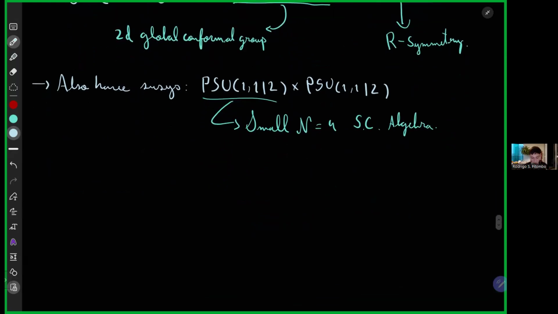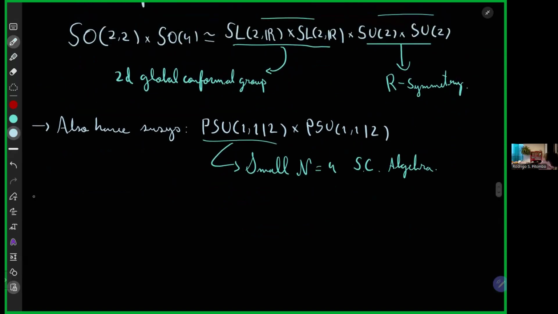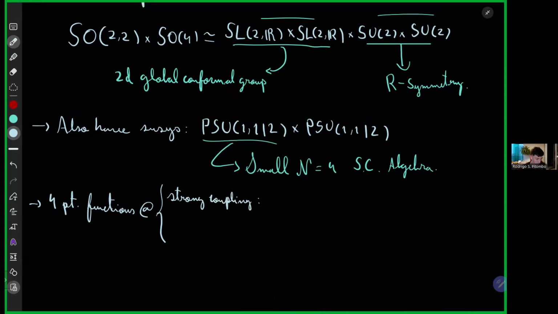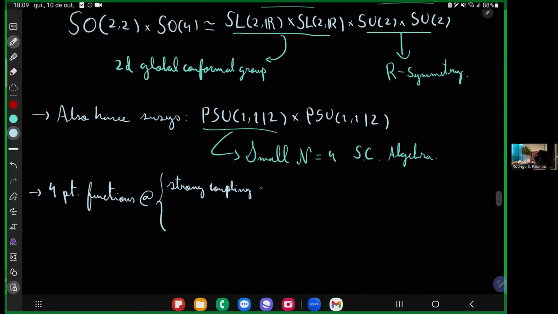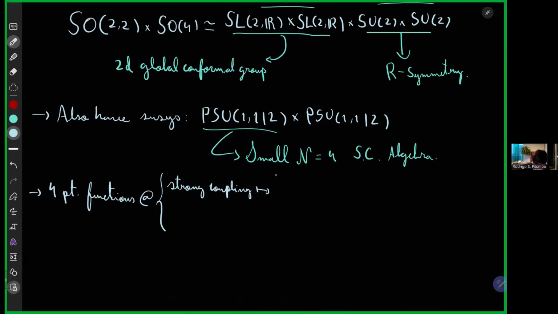So the thing we are interested in this setup is to compute 4-point functions. Okay, 4-point functions at the following limit. So at, first of all, strong coupling from the point of view of the CFT, right? Strong coupling in the CFT by the usual holographic dictionary corresponds to the supergravity limit of our superstring theory.